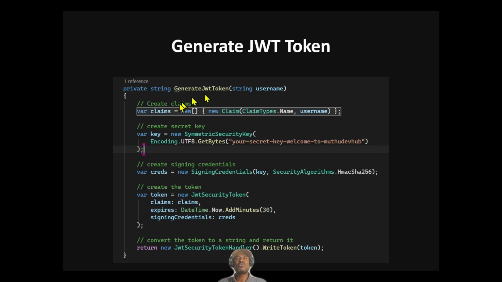Here is how we generated a JWT token in the previous video. First, we created claims and then we defined a secret key. Then we signed with the SHA-256 algorithm and set it to expire in 30 minutes. Finally, this token will be sent to the client. Want to understand how this token is generated? I have linked a full video in the description below.